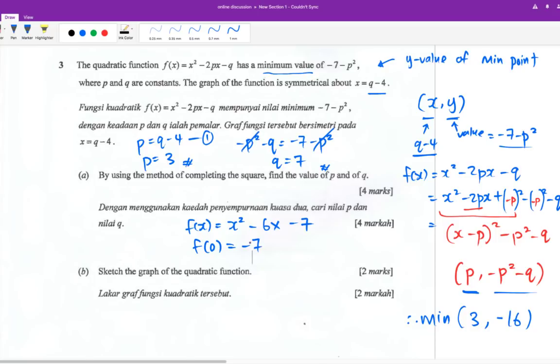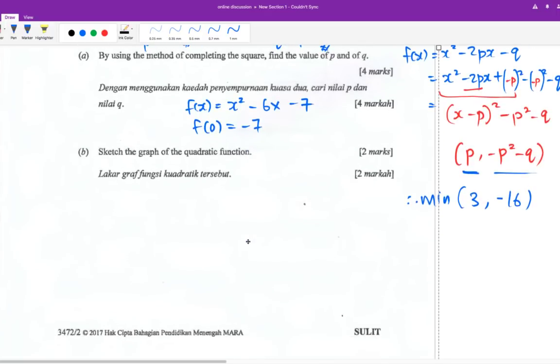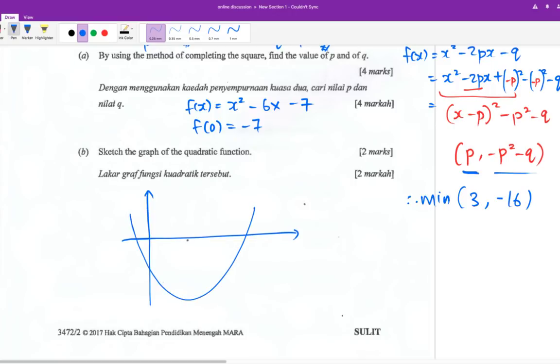Then I will just sketch it. I know my coordinate is 3, so I have something like this. This one over here will be 3, and then here will be negative 16. And then the y-intercept I just found, you can call it y or f(x), is negative 7. Okay, this is x. This is how you get the 2 marks. Shouldn't be too difficult. I hope you can do it.